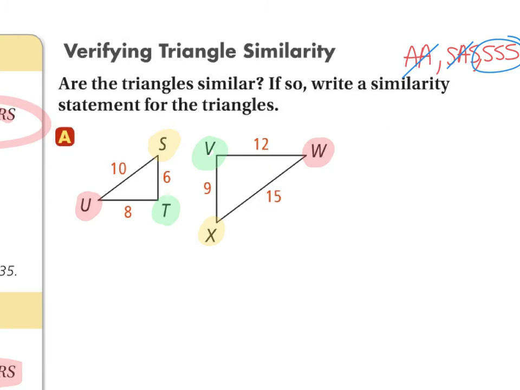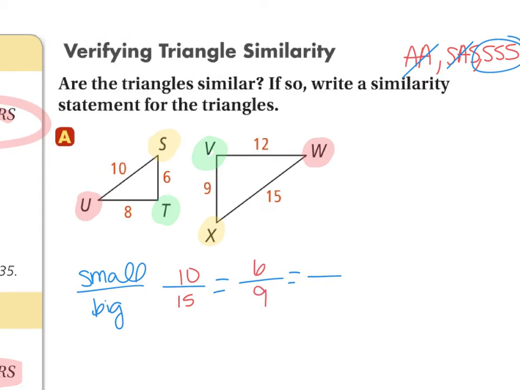So it doesn't matter which one you do. They don't have a preference. They don't say small to big or anything like that. So let's write small to big. We're going to have three different sides. If I say on the small triangle, side length 10 is proportionate to which one on the big one, that would be 15. 6 is proportionate to 9. And then 8 is proportionate to 12 on the big triangle.